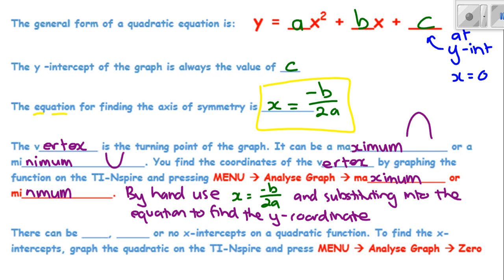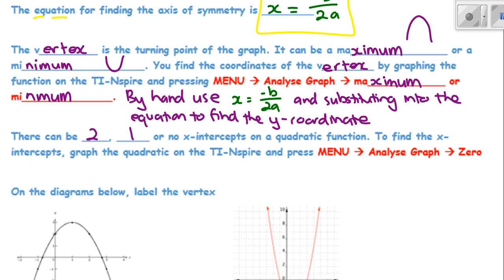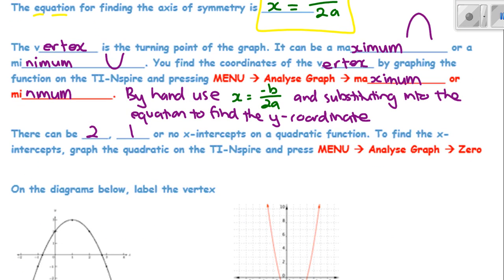There can be 2, 1, or no x-intercepts on a quadratic function, as I mentioned on the previous page. To find the intercepts, graph the quadratic on the TI-Nspire and select Menu, Analyze Graph, and Zero, because zero is the same name for x-intercepts. Or just solve the quadratic by hand, by solving the quadratic using the null factor rule.